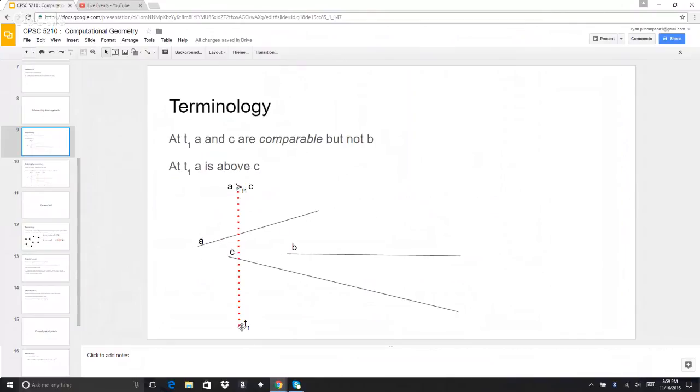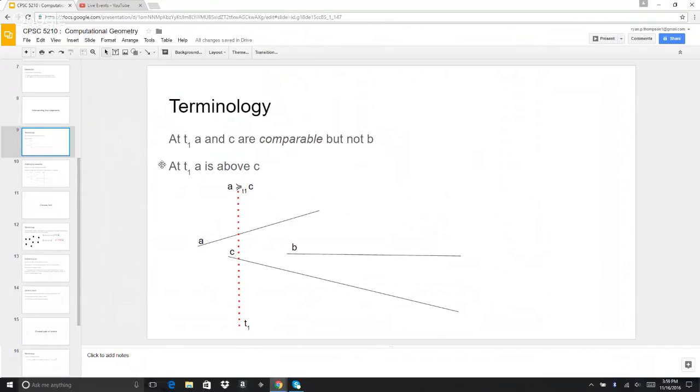At T1, we create this vertical line, like an x-axis for time, and we look to see where it intersects. From T1 all the way up to the top, at any point, would it cross line A or line C? And it does. So we can compare line A and C, but not B, because at T1, B does not have a point that intersects this vertical line.